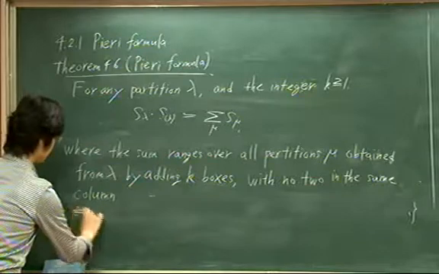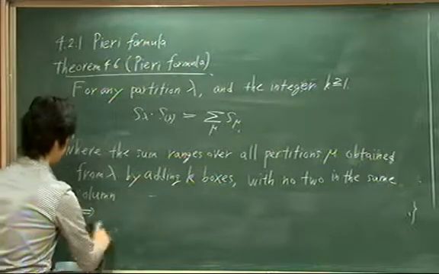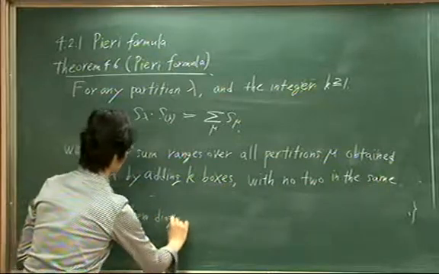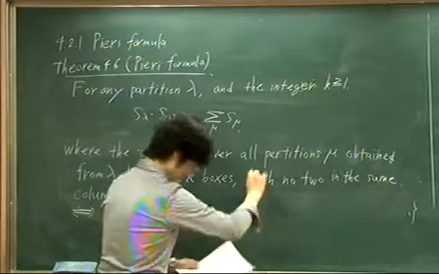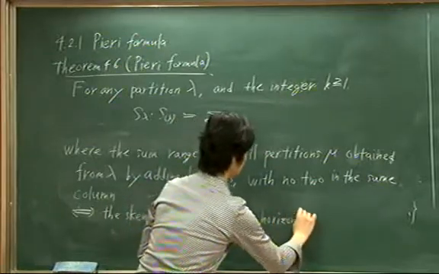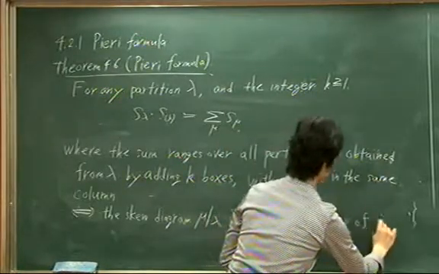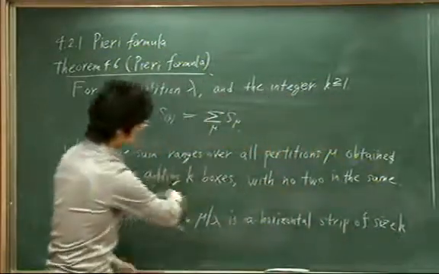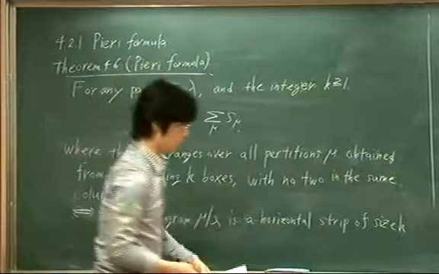Or equivalently, the skew diagram mu over lambda is a horizontal strip of size k. The condition is the same as for the Schubert classes of the Grassmannian.